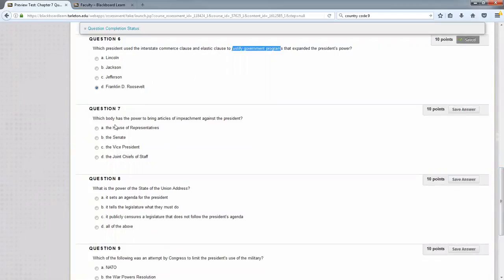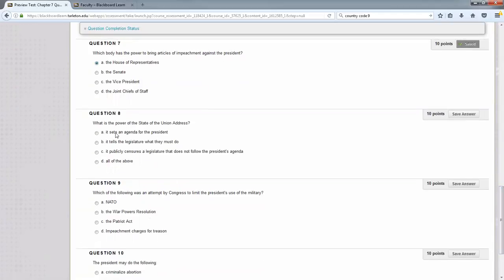Which body has the power to bring articles of impeachment against the president? That's the House. Once they bring it, it's kind of like an indictment. The Senate is the one that tries them. What is the power of the State of the Union address? It sets an agenda for the president. It does not tell the legislature what they must do. The president does not control the legislature. So obviously not all of the above.